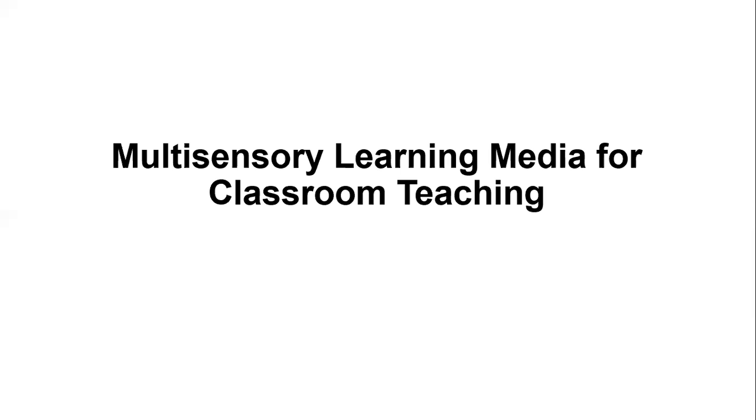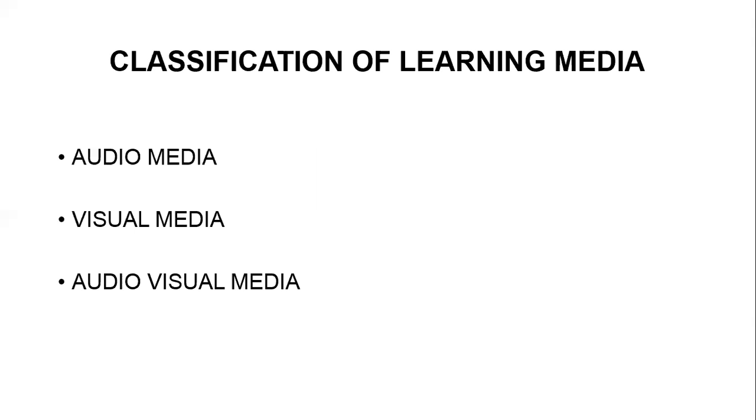Now, the videos that I have sent, the notes that I have sent earlier, I'm sure you have gone through everything and you have revised whatever matter was sent to you. Now we are going to start with Unit 2, which has 20% weightage. Unit 2 is multi-sensory learning media for classroom teaching. Here we are going to learn about different types of media that can be used for the teaching learning process.